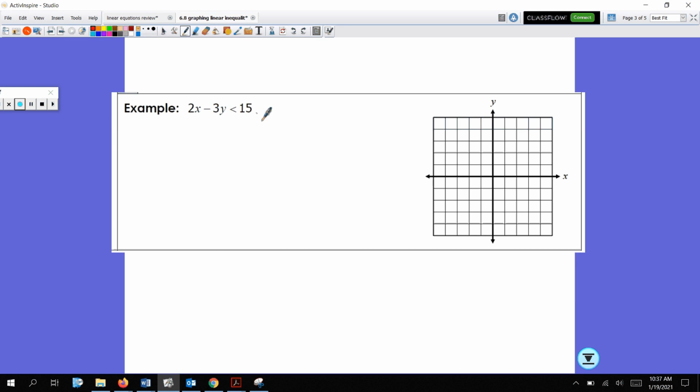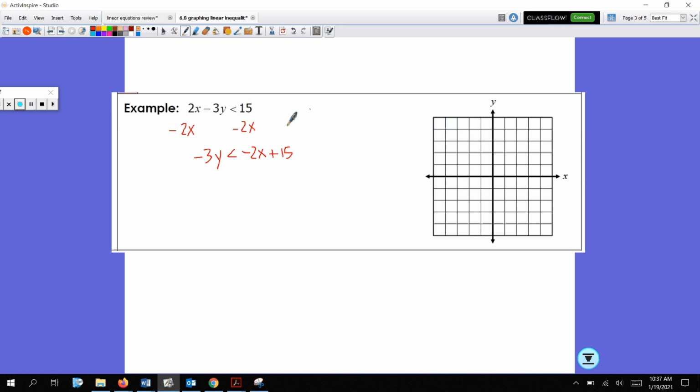Okay, here is an example. First, I'm going to go through the steps. Step 1, I need to solve for y. I need to put this in slope-intercept form. So I'm going to start by subtracting 2x to the other side of the inequality. And I have negative 3y less than, the inequality didn't change, negative 2x plus 15.